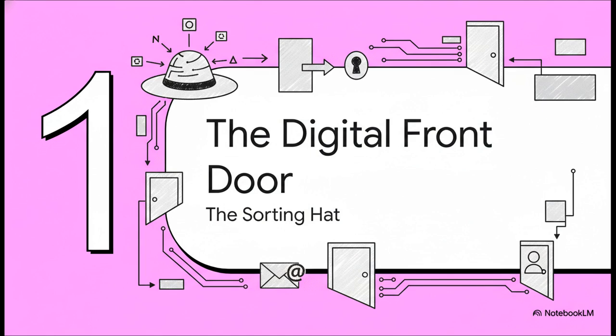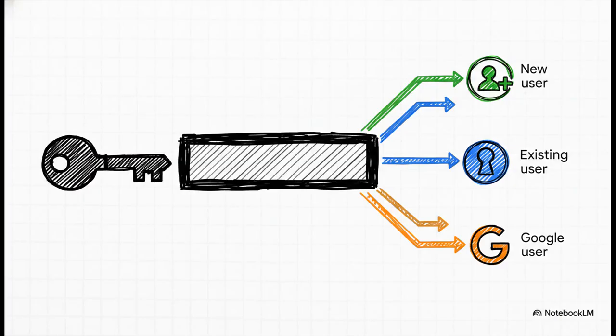Okay, so think of this first step like you're arriving at a digital front door. And the system's first most important job is to act like a sorting hat. It needs to figure out exactly who you are and where you need to go next. And it all kicks off with just that one key piece of information, your email address. The second you enter it, that sorting hat gets to work, and the entire path you're about to take, whether you're signing in, creating a new account, or using Google, is decided right then and there.